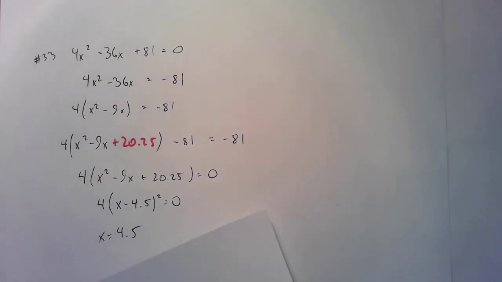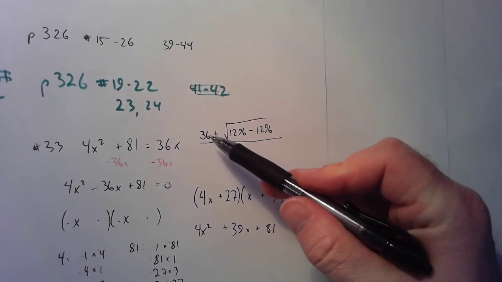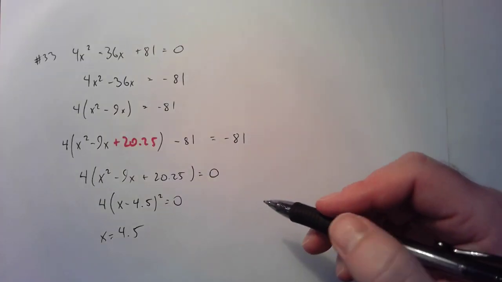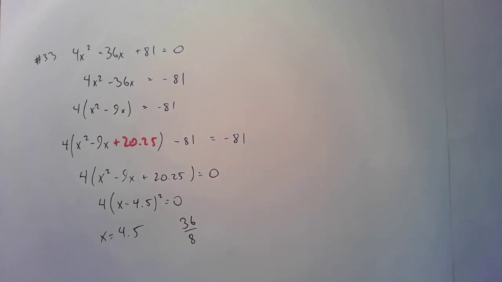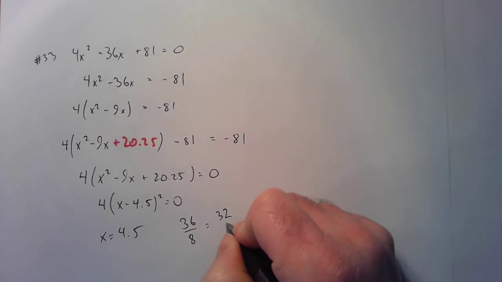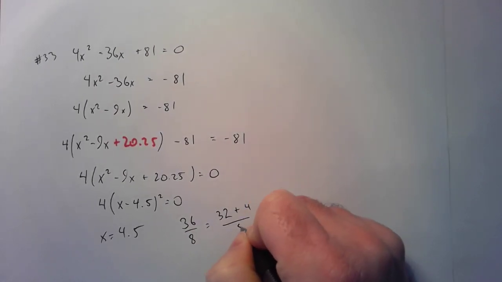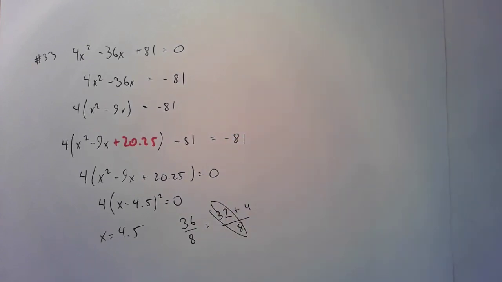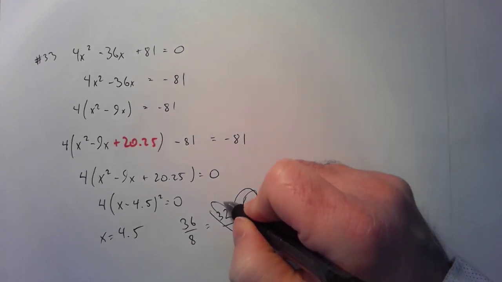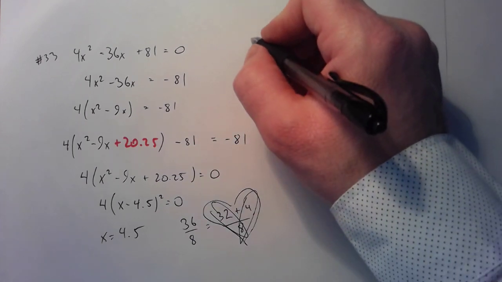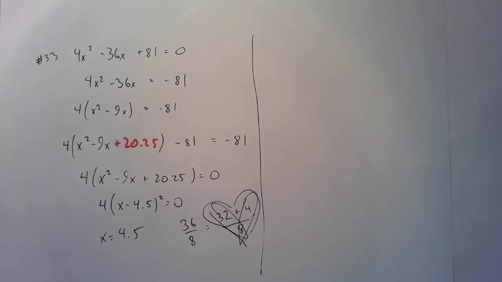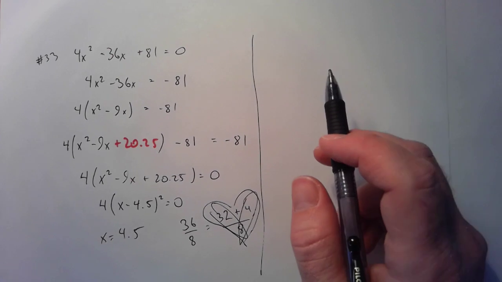Back to the quadratic formula version, it was 36 over 8. Is that equal to 4.5? No. Yes. 36 over 8. That's 32 plus 4 over 8. 4.5. And I love it. I don't know. That was kind of cheesy. Yeah, it sure was. But I'm not above that. All right, so the answer is x equals 4.5. That's the answer to number 33.